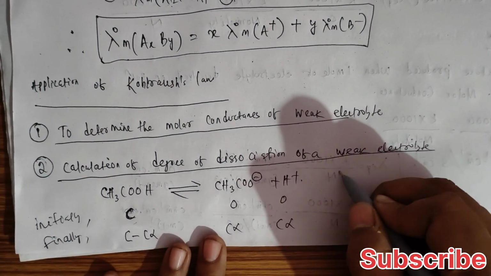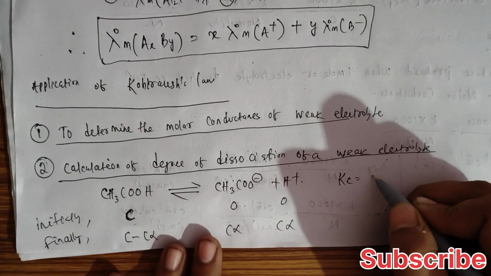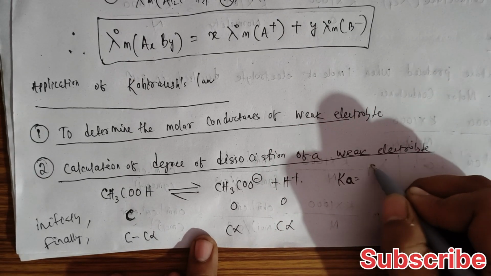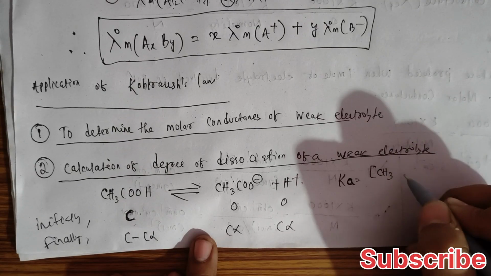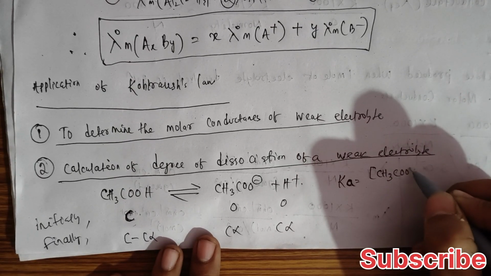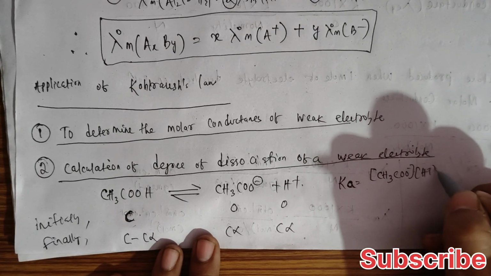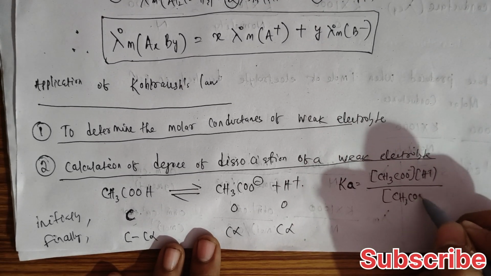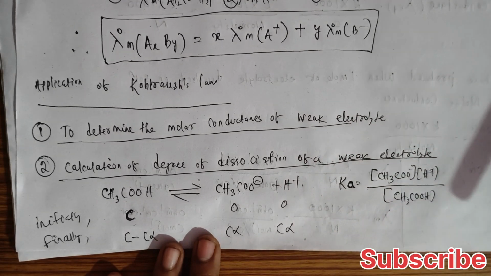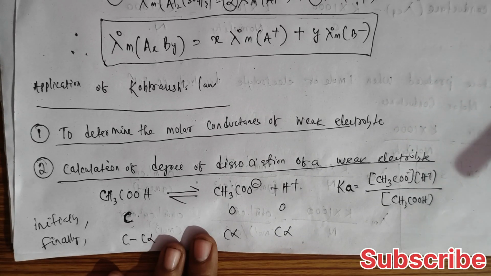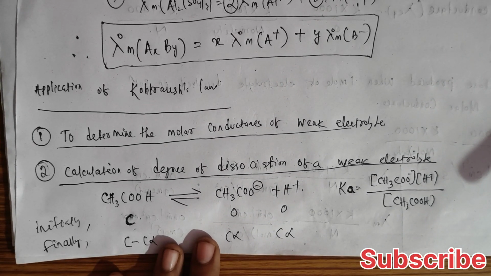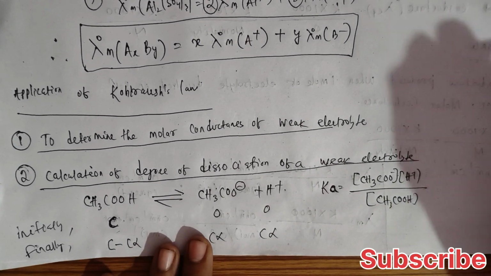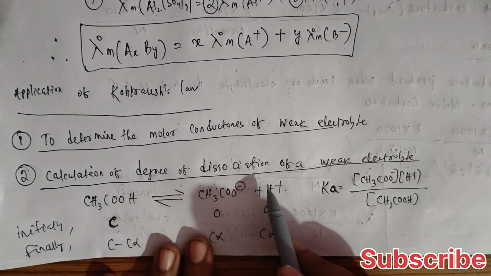So what is K here? K means the equilibrium constant or dissociation constant. We can write Ka also. What is the dissociation constant? It is the concentration of CH3COO minus times H plus, divided by CH3COOH. Very simple. Are you all getting my point? This is the degree of dissociation of a weak electrolyte.